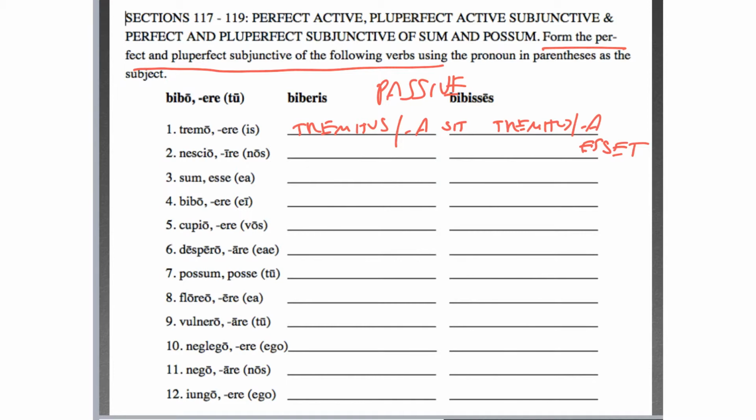All right, if I skip down a couple, let's find a different one. Let's use vulnero, and no, let's use a plural actually. Let's use nego in number 11. So negati, or I, simus, negati, or I, essemus. Now, some of these verbs won't have a passive form. So for instance, number 7, possum doesn't have a passive form, so you can skip that one. So when you look up a verb and it doesn't have a fourth principal part, that's fine. You just don't have to do that one.